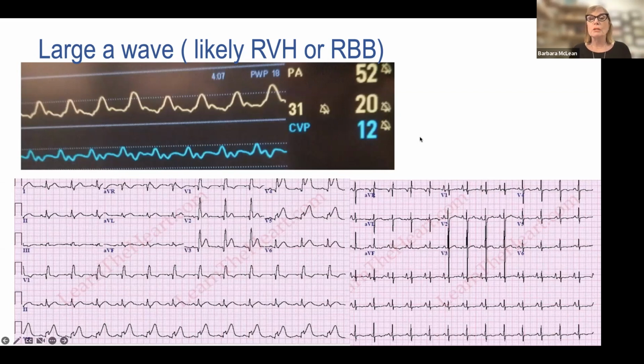Because most of my docs would say, oh, his CVP is 12, I'm not going to give him volume. But his A wave is large here because he has a right bundle branch block or he has right ventricular hypertrophy. So he may actually be functionally hypovolemic, but the A wave is pulling the average up, and the average is what is being displayed by the monitor.